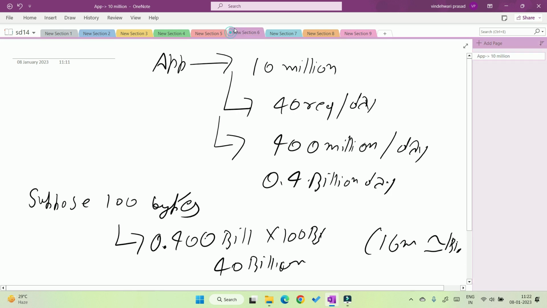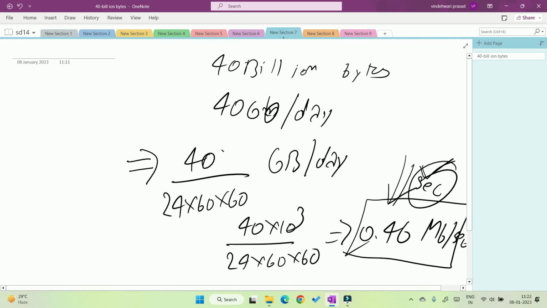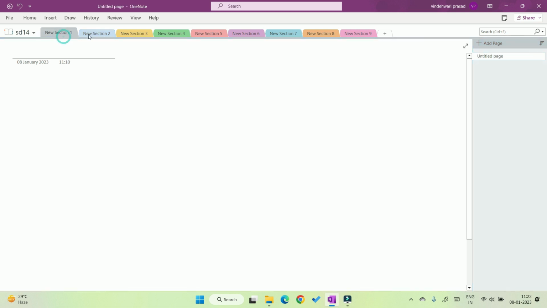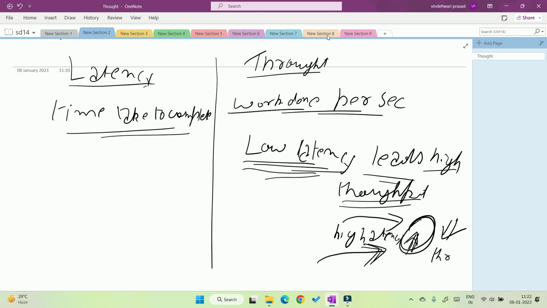Then we discussed an application real life example, and by this example we saw that 0.46 MB per second is the throughput of the system. So I hope by this example you understand everything related to throughput. We will meet in the next video with new and upcoming topics.